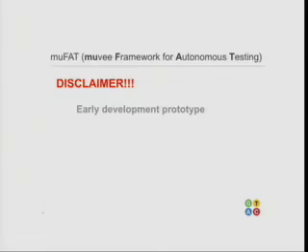So moving on, MuFAT is what we call this, Muvee Framework for Autonomous Testing. That's a long-winded and weird name just because I had to choose it, so obviously it's weird. The disclaimer here is that it's only been in development for like 2 months.